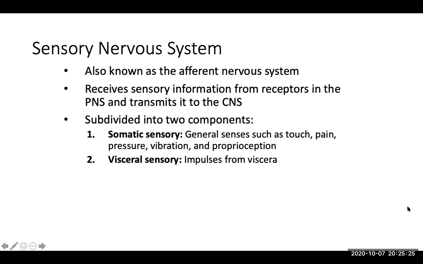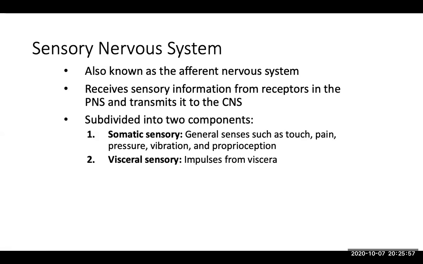So the sensory nervous system, we also call it the afferent nervous system. It will receive sensory information from receptors in the peripheral nervous system and transmit it to the central nervous system. And again, it's subdivided into the somatic sensory and the visceral sensory. The somatic sensory includes all your general senses, such as touch, pain, pressure, vibration. Proprioception is the ability of your body to detect where it is in relation to all parts of it.